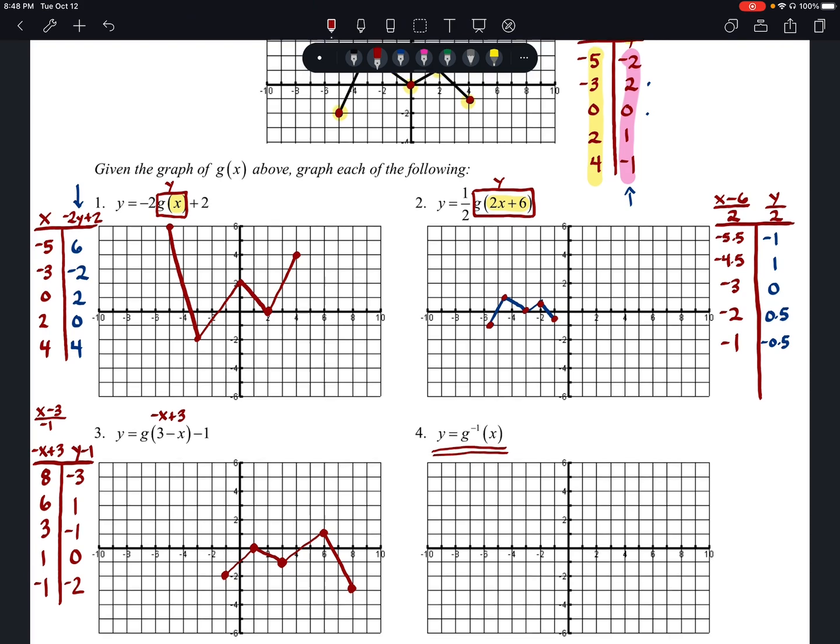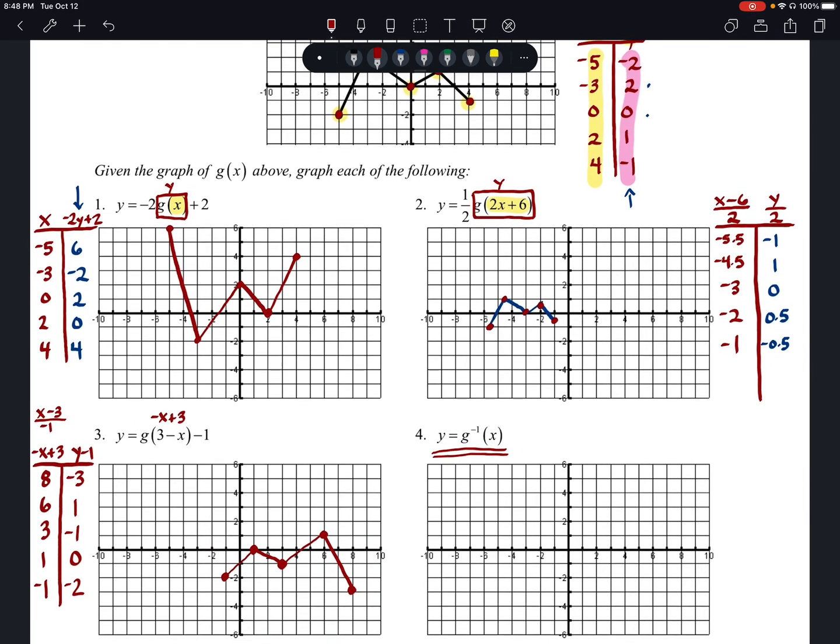So since we already have our table of points up there at the top, we are going to end up flipping our x and y coordinates. That's what happens with our inverses. So go ahead and copy your original y's, the ones that are highlighted in pink up here. So we're going to copy those down for x. That would be negative 2, 2, 0, 1, and negative 1. And then our original x coordinates will now be our y's. So negative 5, negative 3, 0, 2, and 4. And now we'll go ahead and plot those.